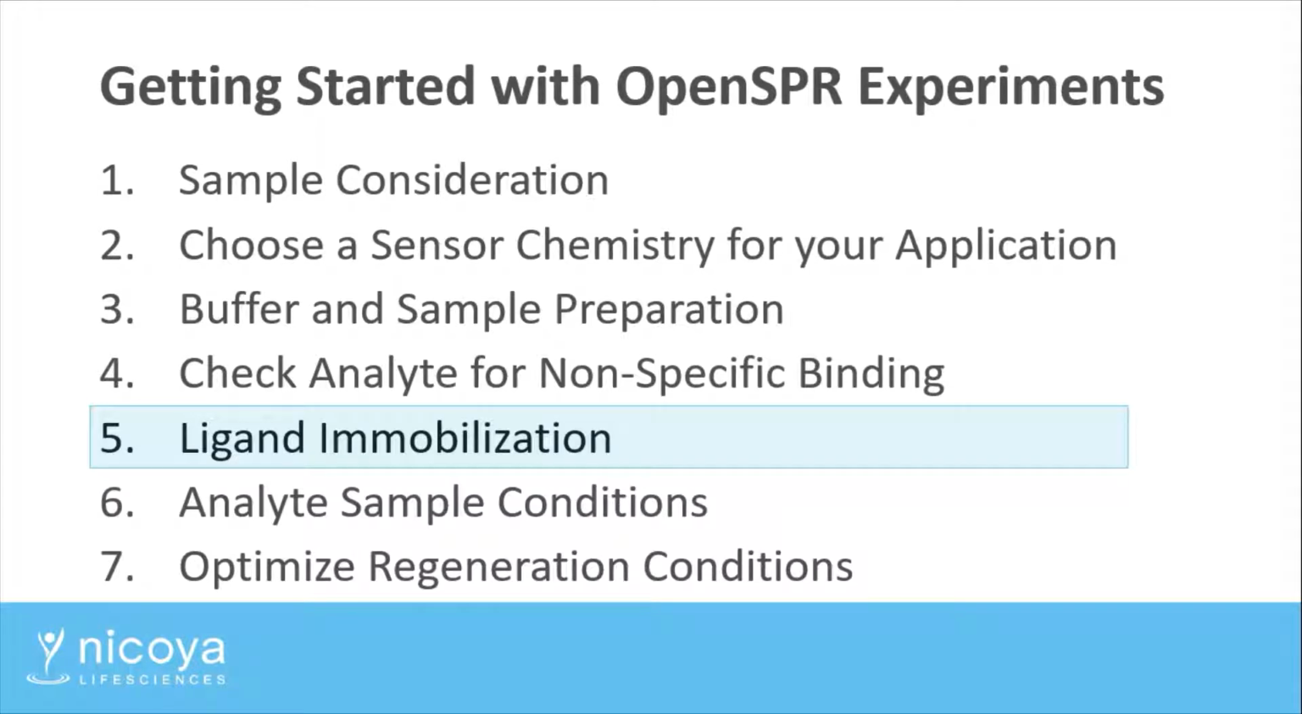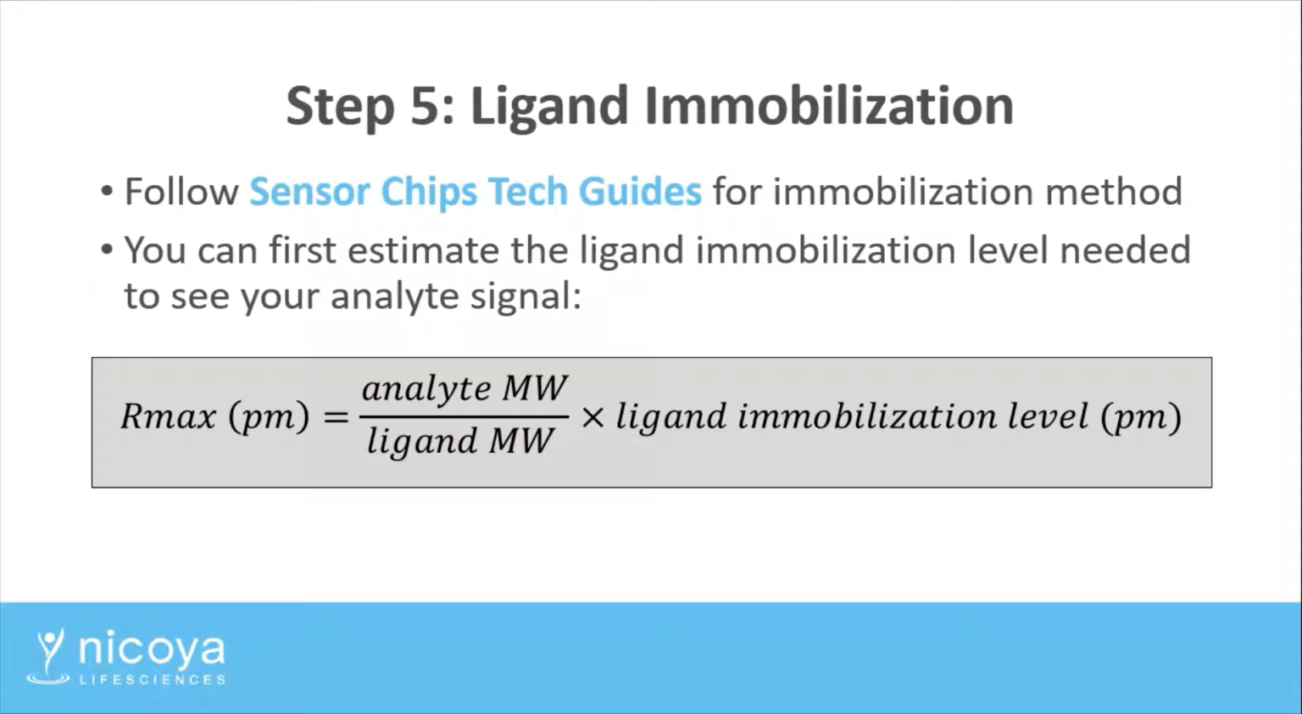Now that we have our non-specific binding test done and the buffers that we want to use with our sensor chemistry chosen, we'll then go on to our ligand immobilization step. So this means that we're now ready to start our specific binding test, and the first step will be immobilizing our ligand to the sensor surface.